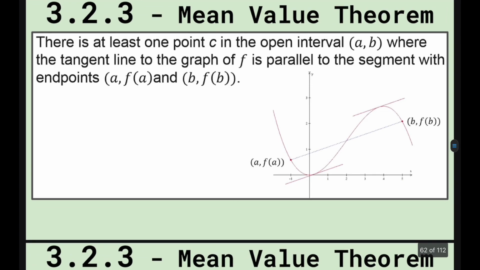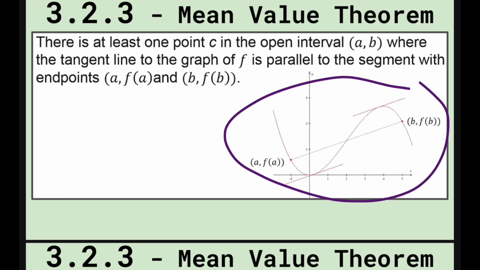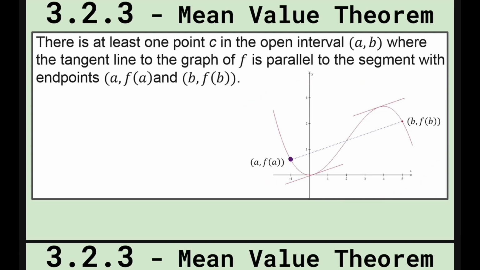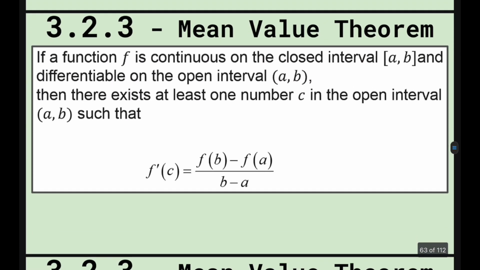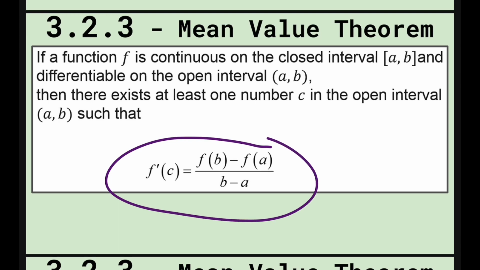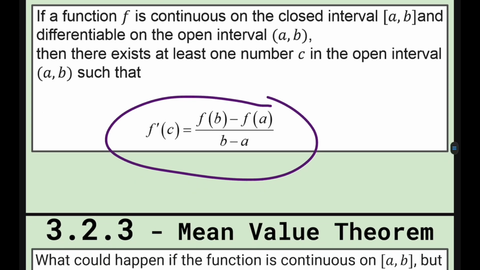Okay, so there is at least one point C on the open interval A to B where the tangent line is parallel to the segment with the endpoints from A to B. That's what it's basically saying. It's the same kind of picture right here of what I was just talking about. We have the endpoints here and here, and the slopes are all parallel to the slope of those endpoints. If a function is continuous on the closed interval from A to B and differentiable on the open interval A to B, there exists at least one number C in which this is true. Again, I'm basically just repeating myself over and over again, but it is really important that you understand this concept.